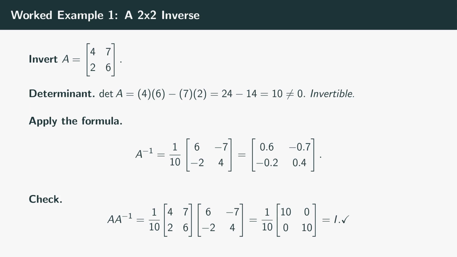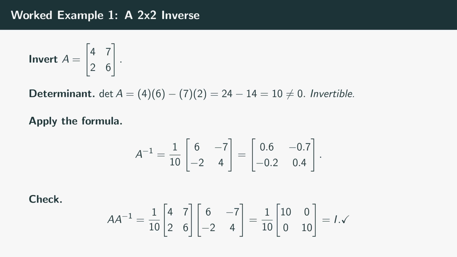Let's use the 2x2 formula. Invert the matrix A with first row 4, 7 and second row 2, 6. Step 1, the determinant. 4 times 6 is 24, 7 times 2 is 14, and 24 minus 14 is 10. The determinant is 10, which is not 0, so A is invertible. Step 2. Apply the recipe, swap the diagonal entries 4 and 6, negate the off-diagonal entries 7 and 2, and divide by the determinant 10.